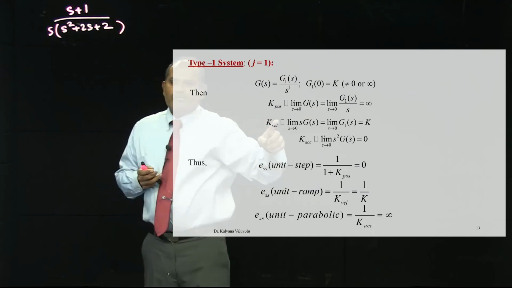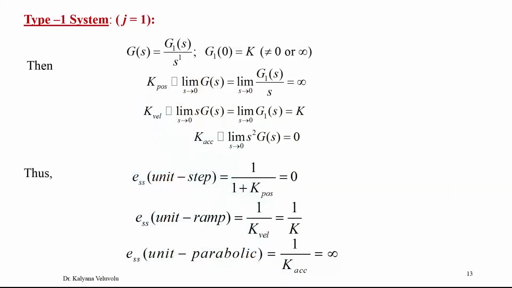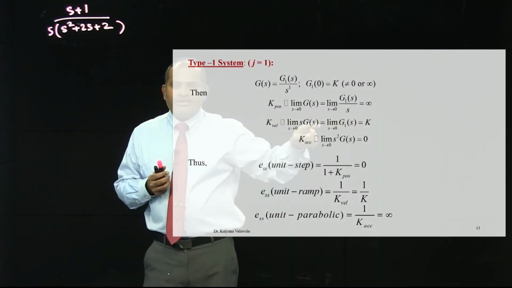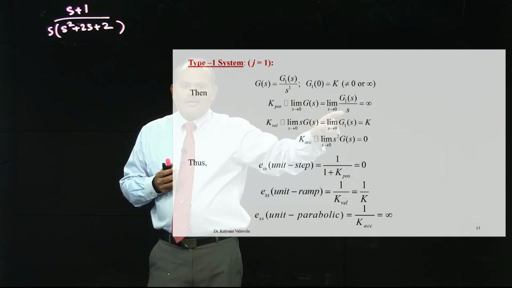Now, we can find the K position, K velocity and K acceleration. If you look at the expressions, K position is limit s tends to 0, G(s). So, you get limit s tends to 0, G1(s) by s, that is equal to infinity, because we have an s in the denominator. So, when s tends to 0, this gives infinity. Now, if you are looking at the velocity expression, limit s tends to 0, s into G(s), the s will get cancelled with the other s.